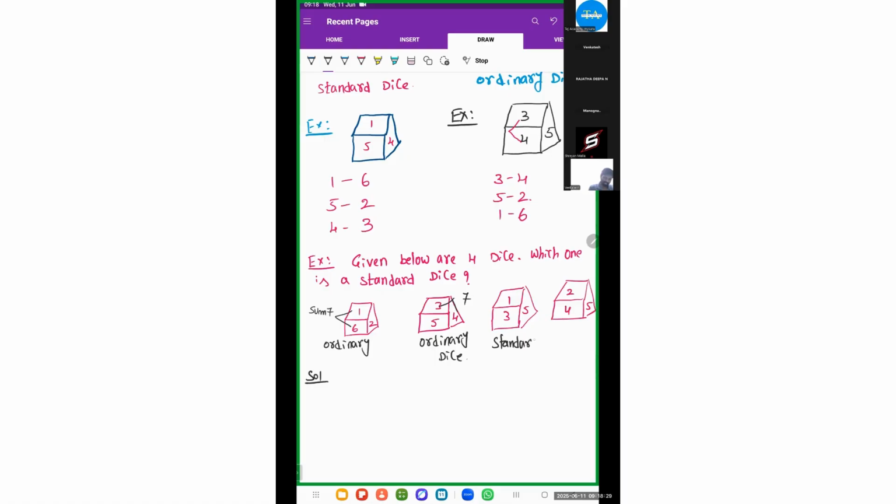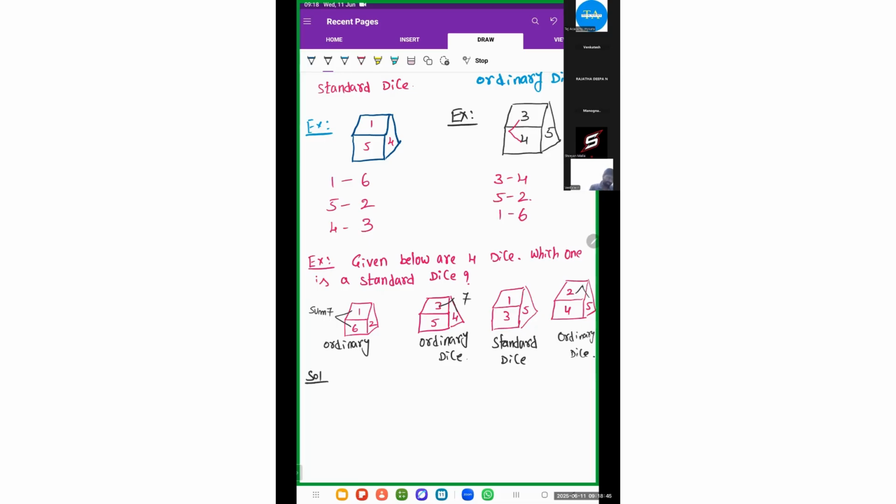This is the standard dice. Here also the same. So 2, 5, getting sum 7. That means this is also an ordinary dice. Okay, now here my question.